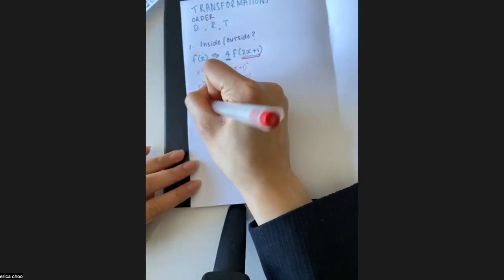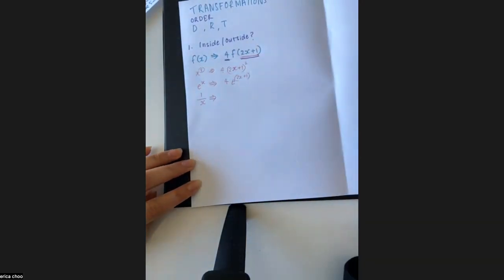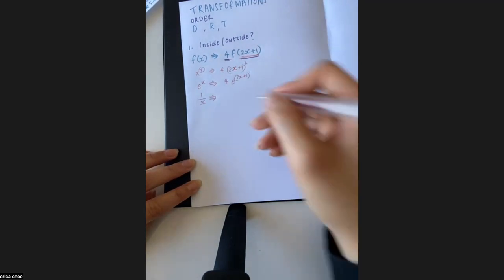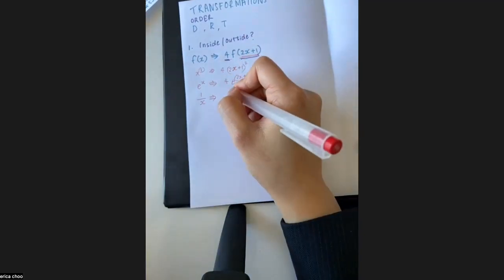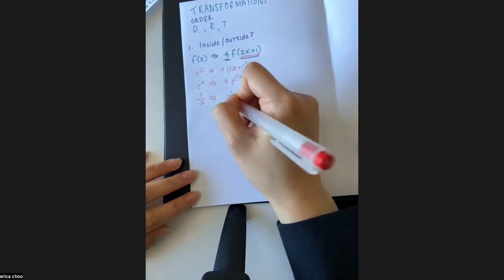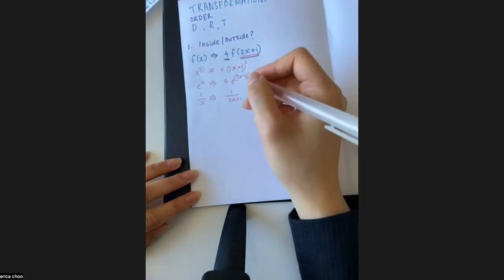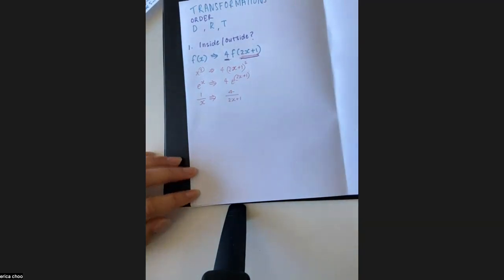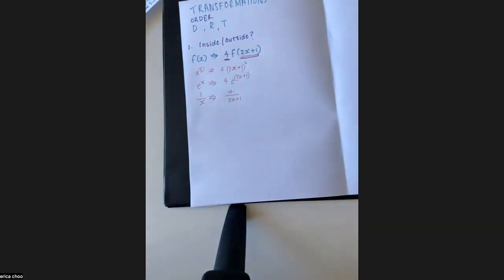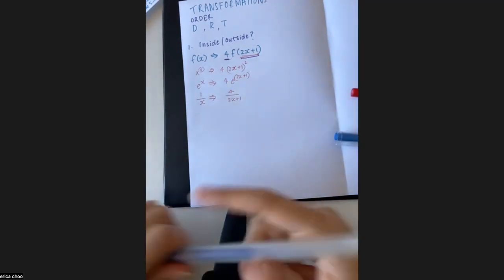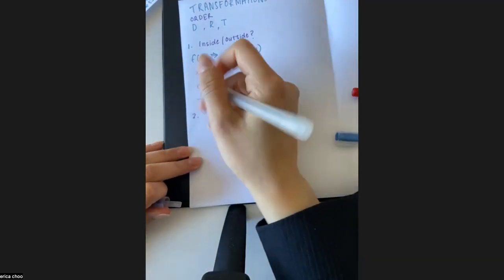One more, this is a hyperbola. What happens? First step is to replace x with 2x plus 1, so you have 1 over 2x plus 1. After that, you times the whole function by 4. Okay, so this is the first step when it comes to understanding transformations: you ask yourself, is it inside or outside? So let's go on to the actual transformations part.